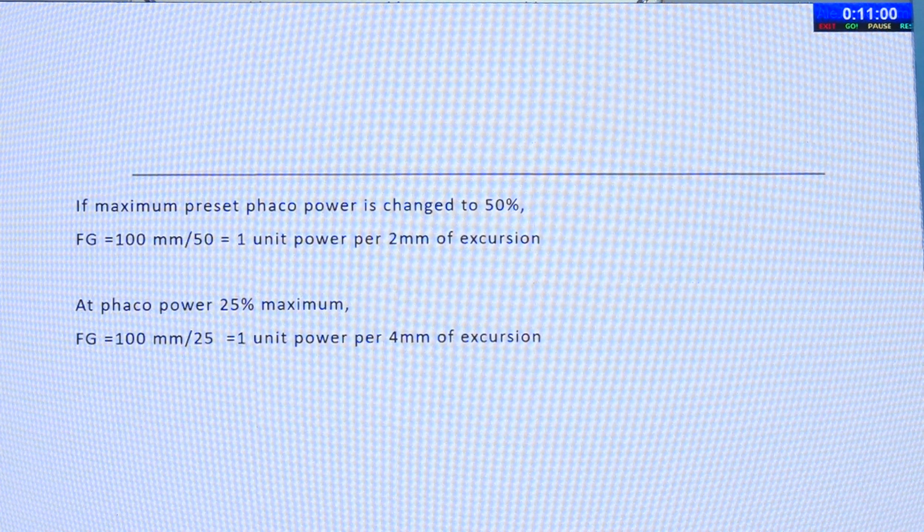Now suppose you reduce this phaco power on the console to 50%. That will mean that 2 millimeter of the excursion of the foot pedal will give you 1 unit of power. And similarly, if you reduce the phaco power further to 25%, it will mean that 1 unit of power will be generated when 4 millimeter of the foot pedal excursion has been done.